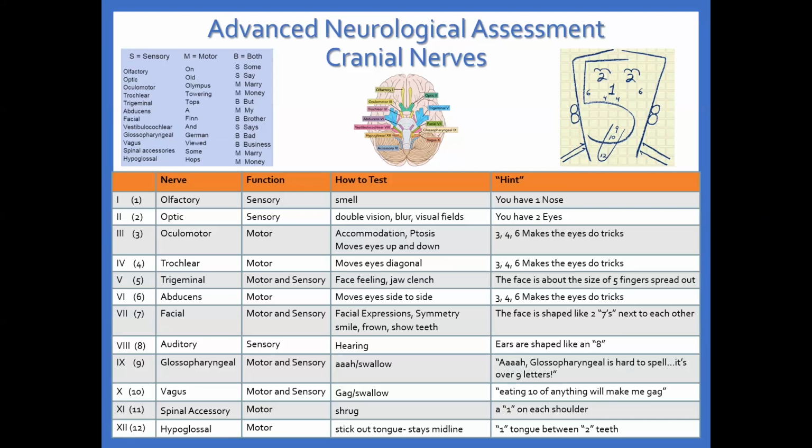One nose, two eyes, 3, 4, 6 makes the eyes do tricks. 5 and 7 are facial, touch, and symmetry. And then 8 is hearing, 9 and 10 are gag and swallow, 11 is the shrug, and your tongue sticking out and staying midline is 12.